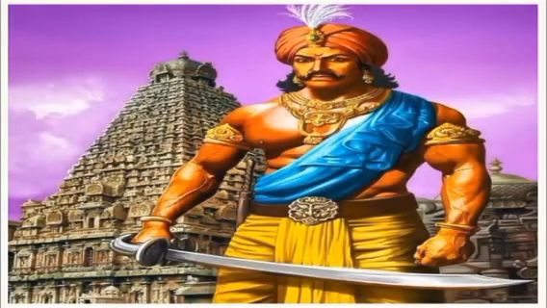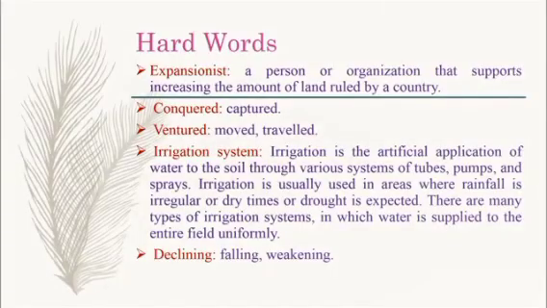Next, we are going to learn about Rajendra I. Here we can see the picture of Rajendra I. Now, let's see some hard words. Expansionist, conquered, ventured, irrigation system, declining. Expansionist means a person or organization that supports increasing the amount of land ruled by a country. Conquered means captured. Ventured means moved or travelled.